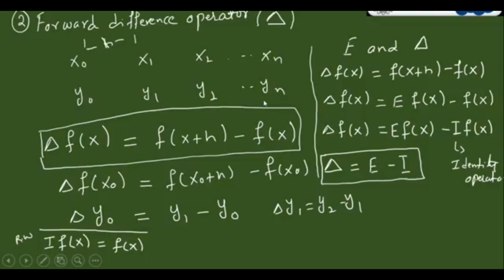So in order to mitigate this problem, we define another operator in the other direction, and we call it the backward difference operator. And the symbol that we use is called inverted delta, or sometimes we call it nabla. Inverted delta or nabla.